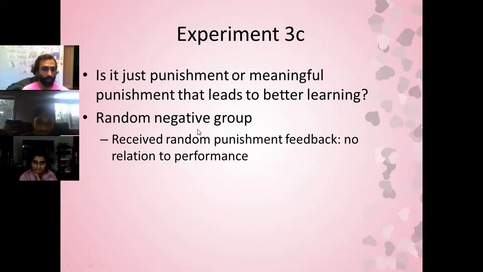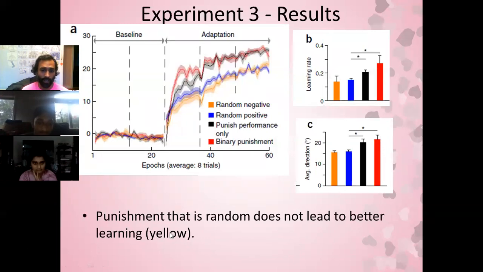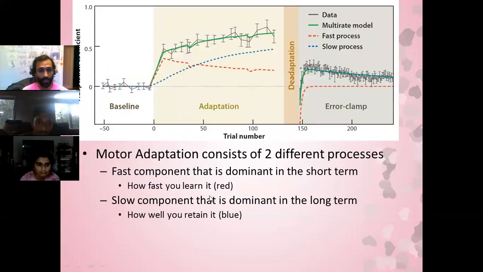So then they had a random negative group. You just get random negative feedback, but it doesn't have any relation to your performance. And what you see is that they perform the worst. So it's not randomness of punishment, not punishment alone. It really is punishment with meaning that seems to be driving people to learn this task a little bit better.